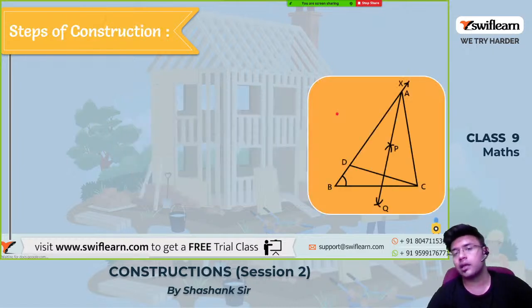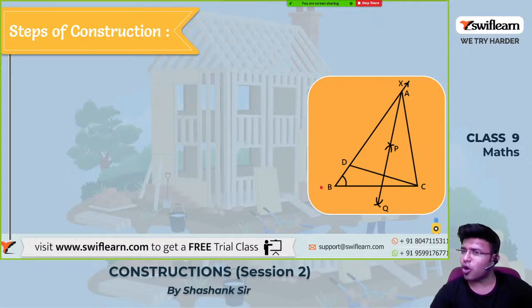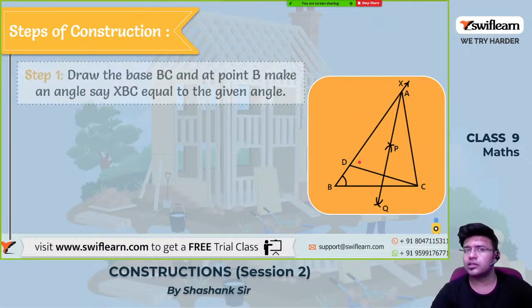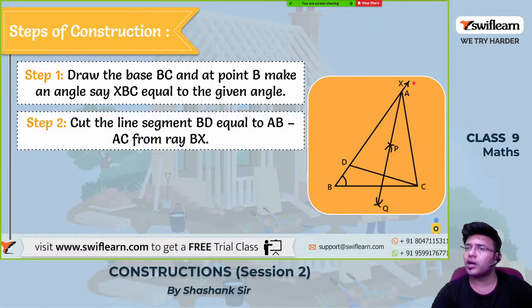How to do this? Okay, they have given the base length. They have given the base angle. How to do this? First, draw BC. Okay, draw BC of the given required length. Then draw a ray BX, such that angle XBC is equal to the given base angle. Draw whichever base angle is given.